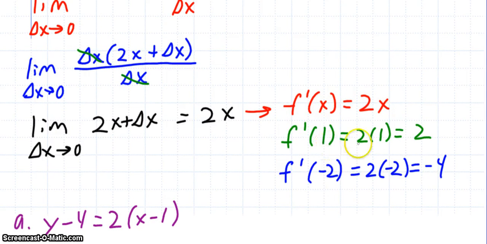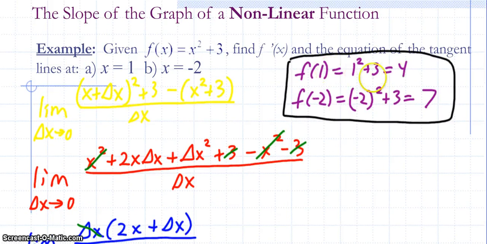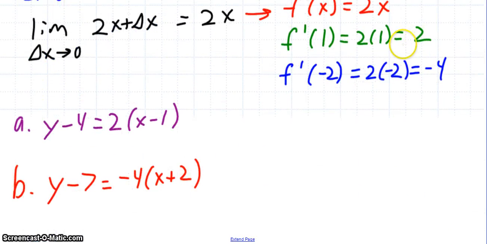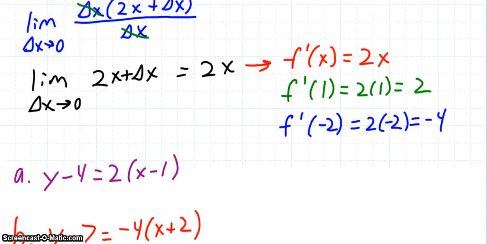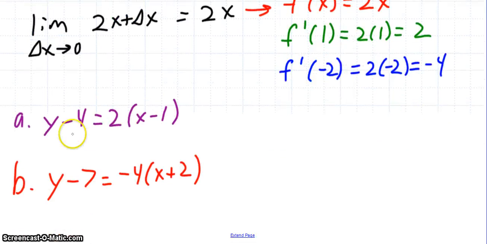Therefore, f prime of 1 is 2. So the slope at the point (1, 4) is 2. The slope at negative 2 is negative 4. So now I can write the equation of a line in point-slope form. Most of the time this is going to be easier than slope-intercept form. I have y minus 4 equals 2 times the quantity x minus 1, and y minus 7 equals negative 4 times the quantity x plus 2.